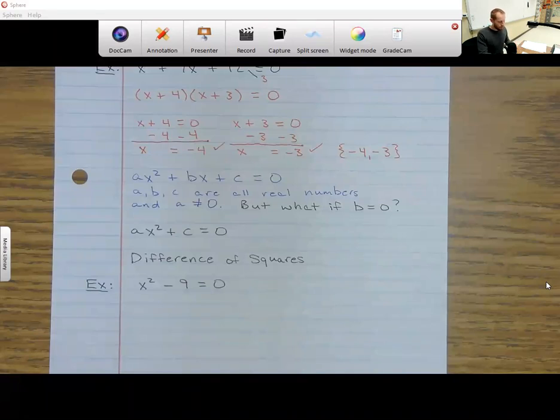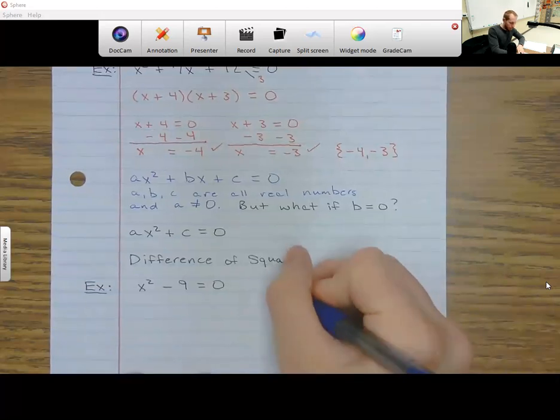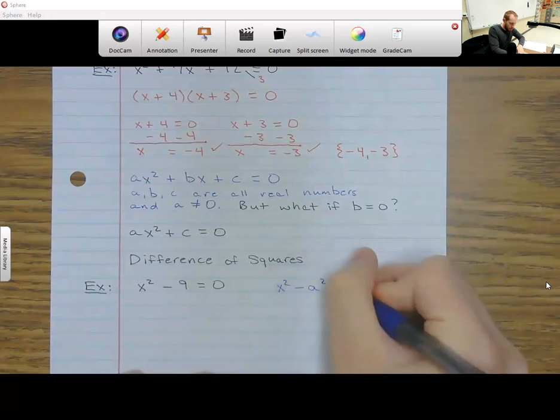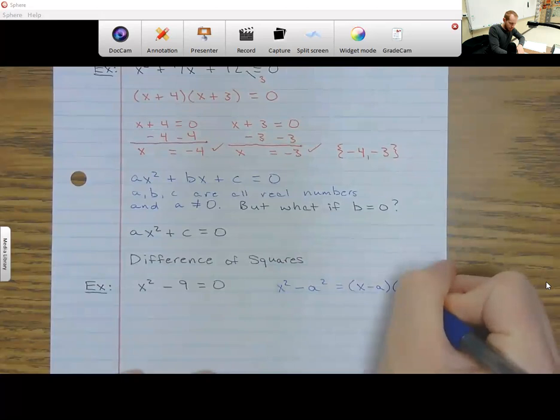Well, we can factor this by using the formula that we learned in lecture 2, right? In lecture 2, we learned that difference of squares has a formula. It's x squared minus a squared equals x minus a times x plus a.